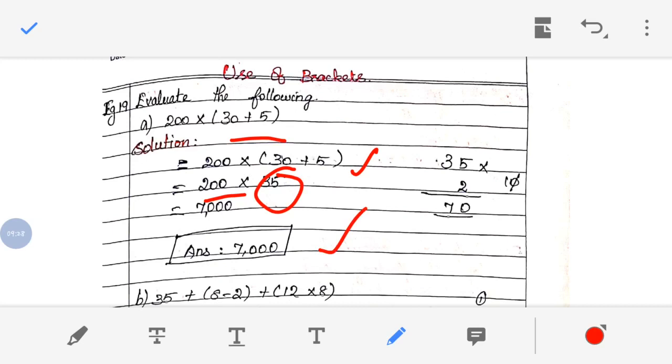Students, please keep that BODMAS rule in your mind. First you have to do the brackets, whatever is inside the brackets. Then division, multiplication, addition, and then subtraction.